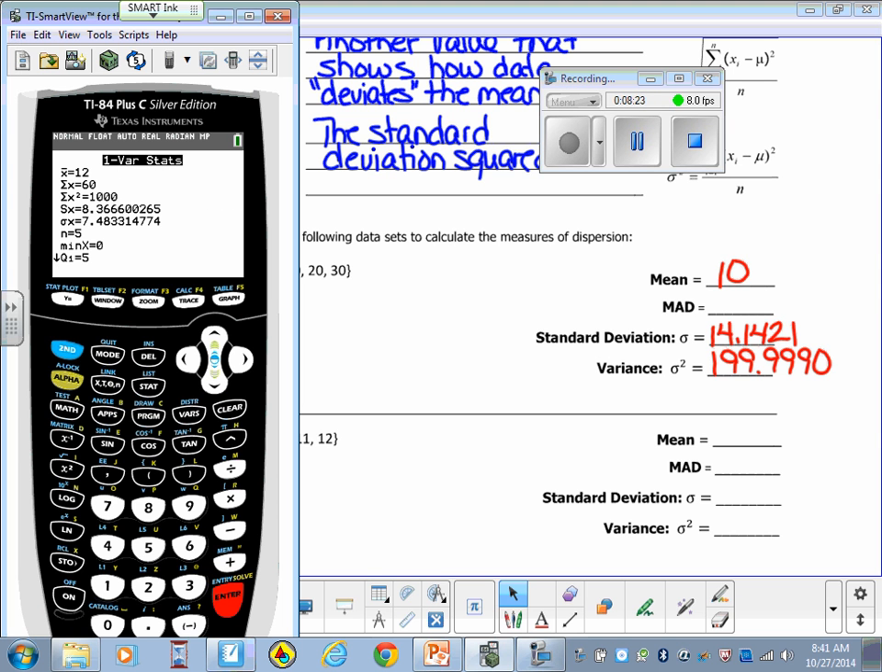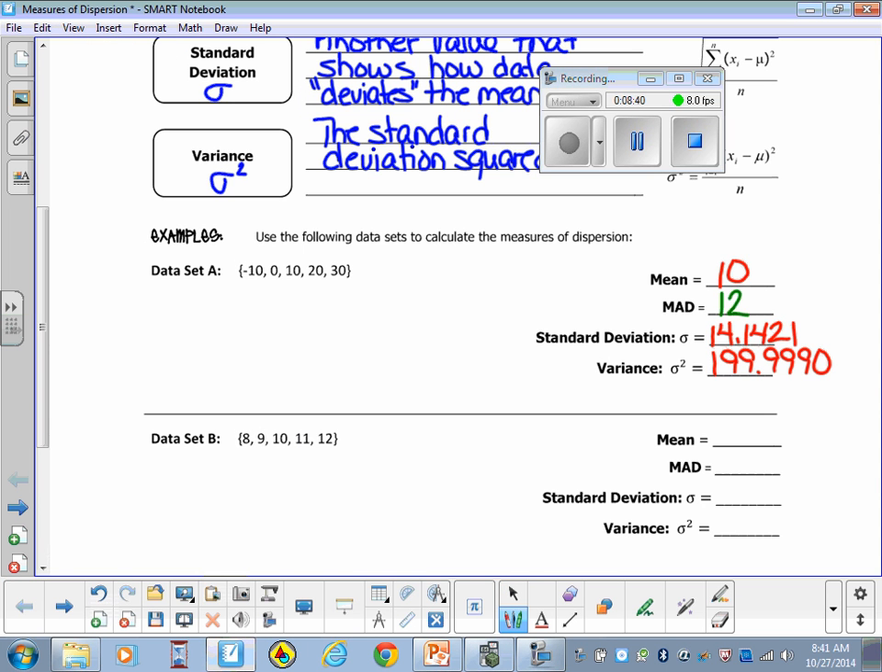And this time when I look at it, my mean absolute deviation is 12. Okay, I did the absolute deviation part in list 2. Now I'm interested in the mean. The mean absolute deviation here is 12. Now let's talk about what this means. The mean absolute deviation is smaller than the standard deviation, and those are the two that we're usually comparing.